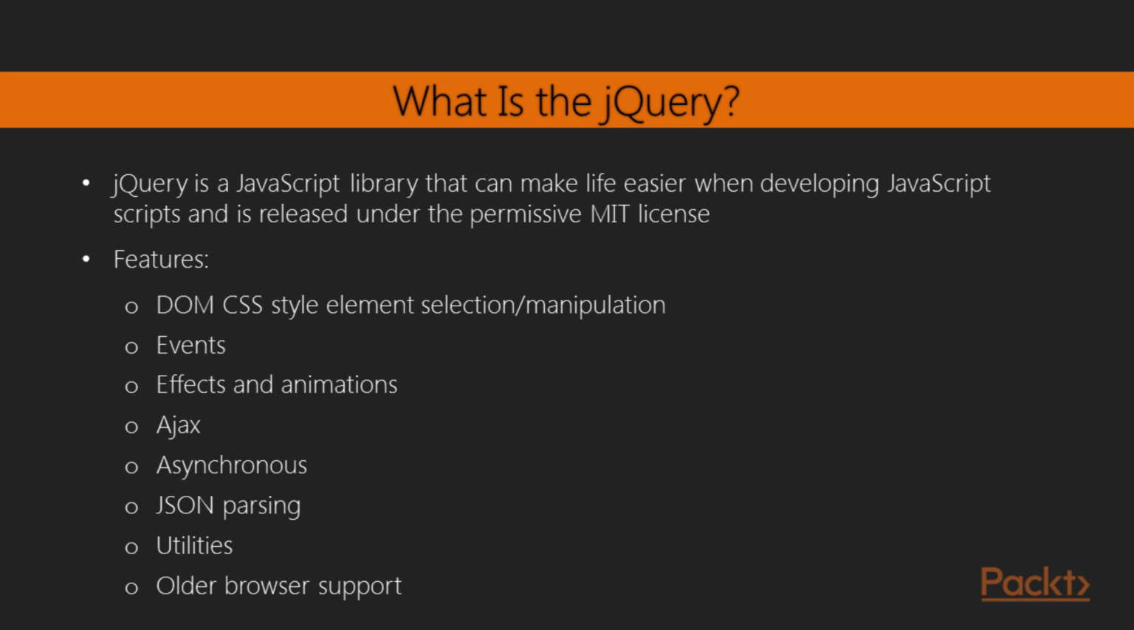Ajax calls are a lot easier to do with jQuery than they are in traditional JavaScript. Asynchronous programming with promises and such, you can do with jQuery. You can parse JSON documents. And it's got some great utilities built into it. And it has older browser support, which we'll talk about here in a moment.